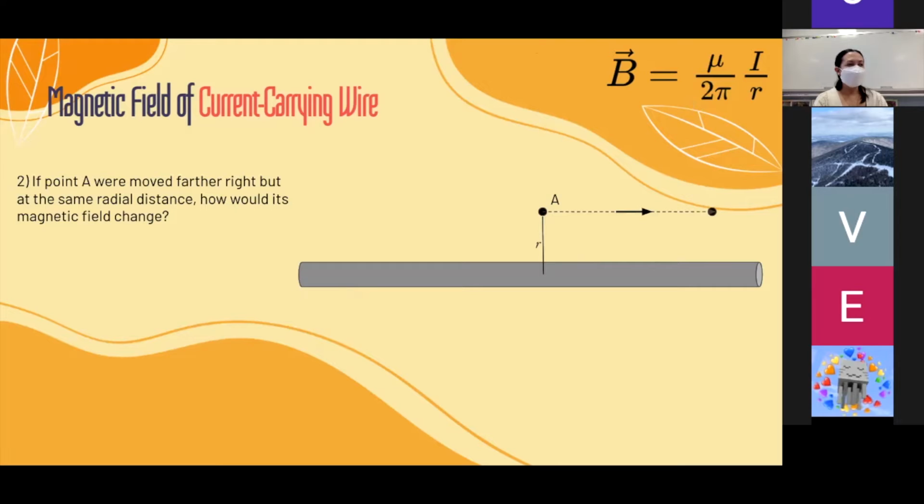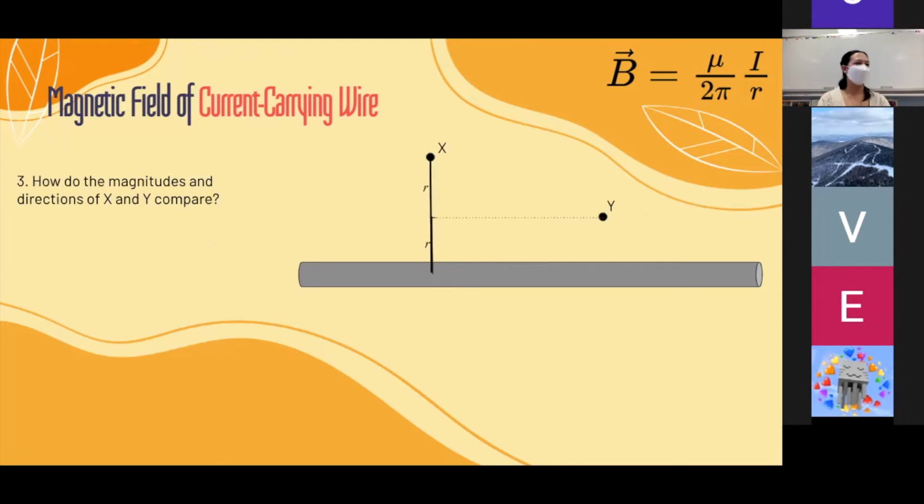So now I'm going to have you help me out here. What do you think would happen if I took point A and I moved it farther to the right? Would that cause the field to increase, decrease, or stay the same? It's going to stay the same. And why? It's the same distance from the wire, no matter if it's moving left or right. Exactly. And it's the same current. I doesn't change, r doesn't change. So moving along the wire doesn't change the field.